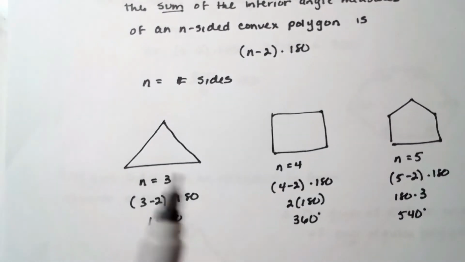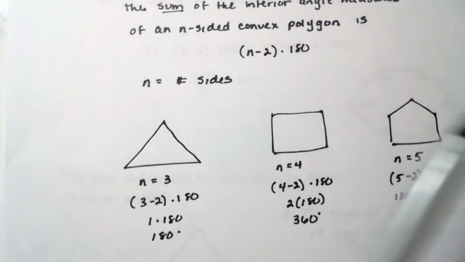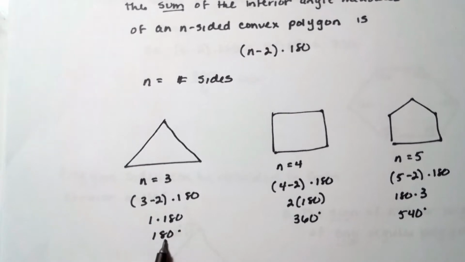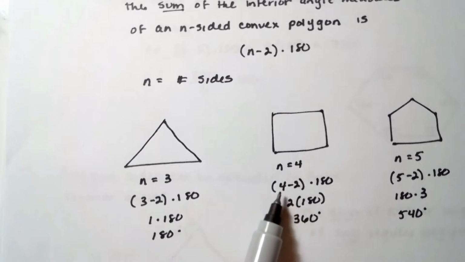Well, a triangle is a polygon and it has 3 sides. So if I use that little formula and plug the 3 in for n, I get 3 minus 2, which is 1, times 180, gives me 180. If it's a 4-sided figure, then I have 4 sides. So 4 minus 2 times 180 is 2 times 180, or 360.